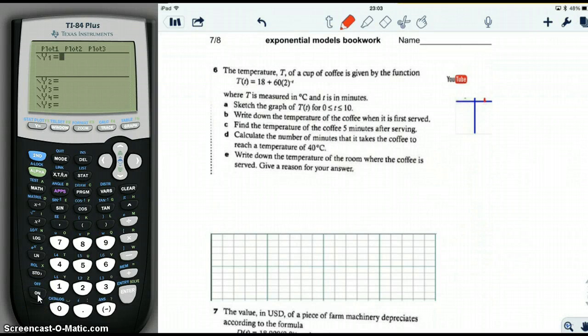Exponential models bookwork, page 7, number 6. The temperature T of a cup of coffee is given by the function T equals 18 plus 60 times 2 to the negative t, where capital T is measured in Celsius and small t is measured in minutes. Sketch the graph from 0 to 10. So that would be about here to here, 5.